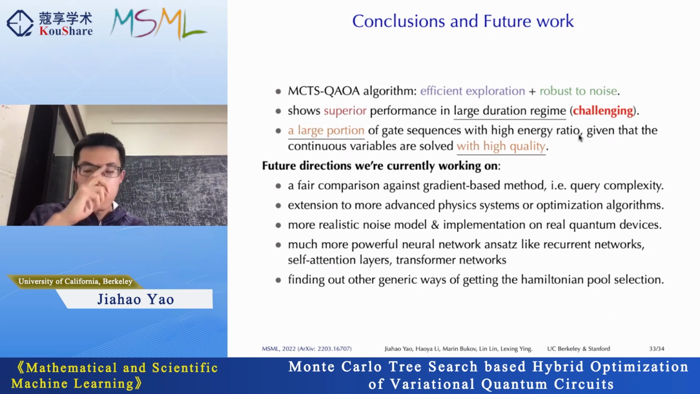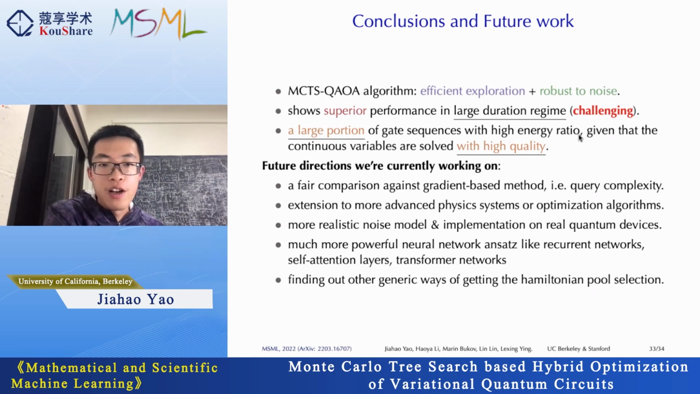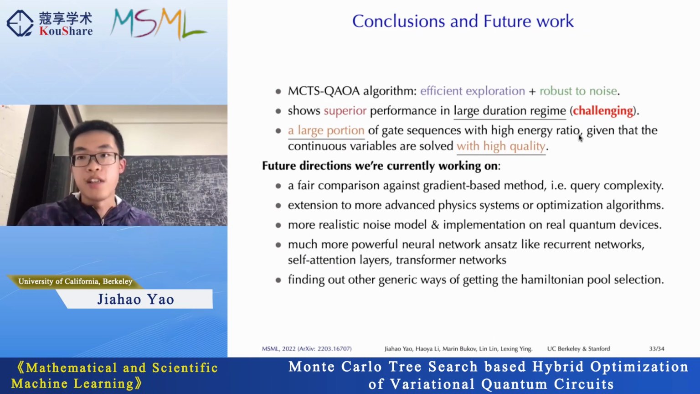In terms of future work, we are going to carry out a fairer comparison against gradient-based methods, because the method we talk about here is derivative-free. We also want to extend this to more advanced physics systems, say the Fermi-Hubbard models. We also want to test our models with more realistic noise models, say on IBM or Google's quantum computers. Another line we are interested in is more powerful neural network ansatzes, say recurrent networks, self-attention layers, or transformer neural networks. And we also want to find a more generic way to get the Hamiltonian pool for our setup.